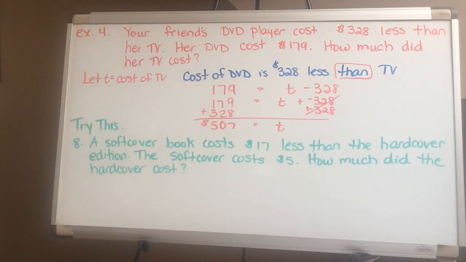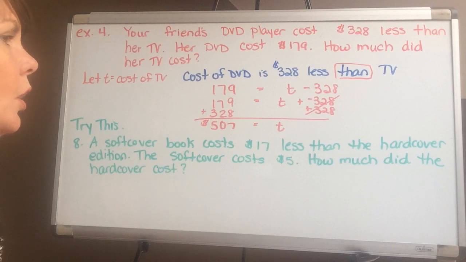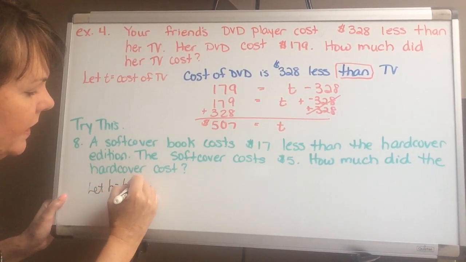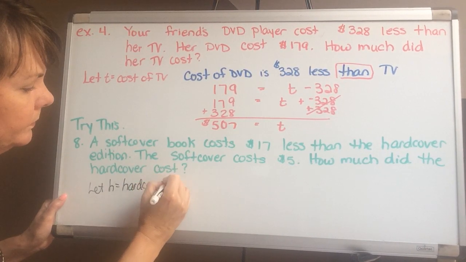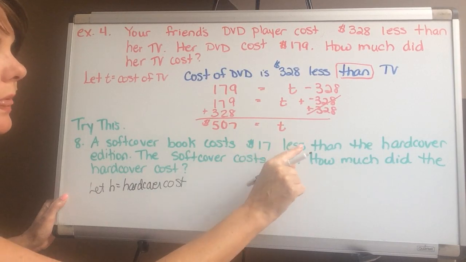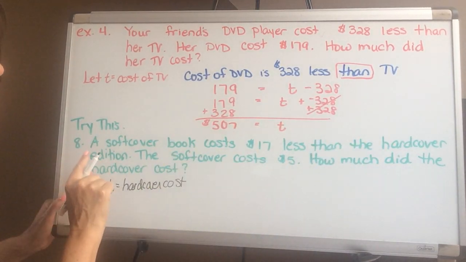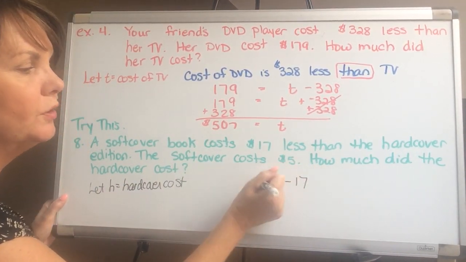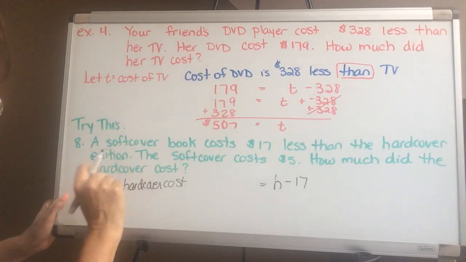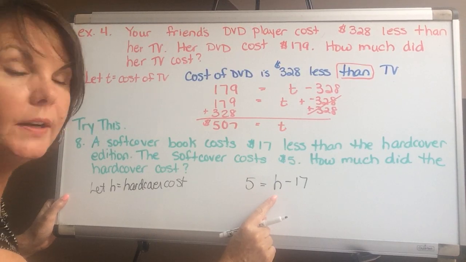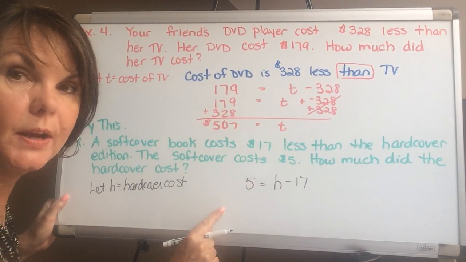Let's look at the last one. A softcover book costs $17 less than the hardcover edition. The softcover costs $5. How much does the hardcover cost? So let H equal the hardcover cost. So now we know the softcover book costs $17 less than the hardcover edition. So if H is the hardcover edition, it costs $17 less than that. And we know the softcover book does cost $5. So if you take the price of the hardcover, take off the 17, you'll get the price of the softcover book.